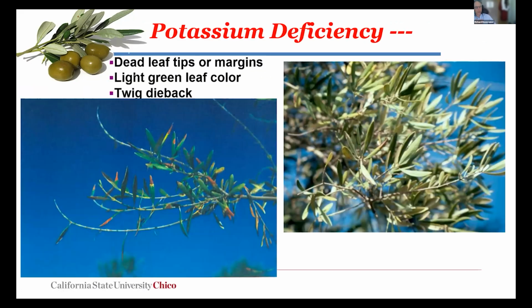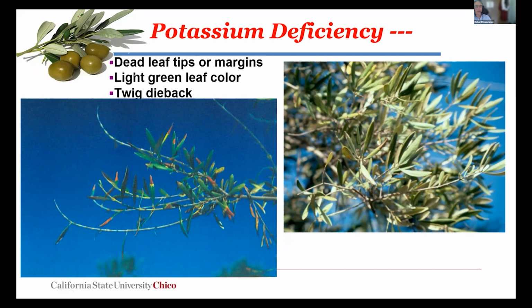If we look at potassium, now I'm switching gears to potassium, some of the typical deficiency symptoms are dead leaf tips or margins, light green leaves, twig dieback. Sometimes you see a little bowing of the leaves, and that's very typical of potassium deficiency. And here we have a good show of twig dieback and light green colors, particularly at the tips and margins.